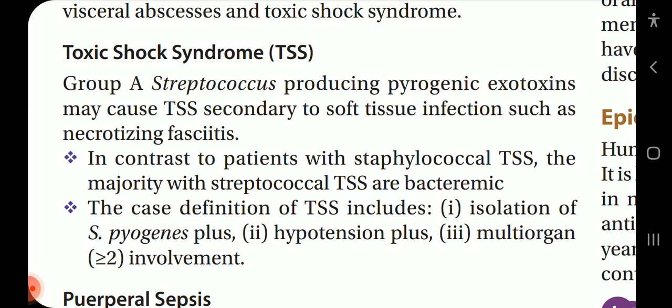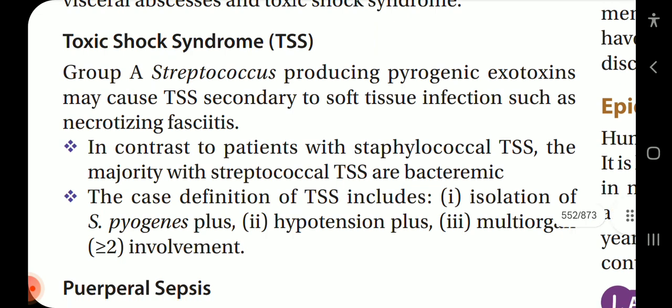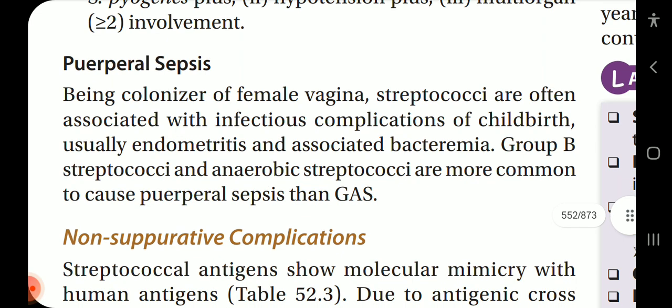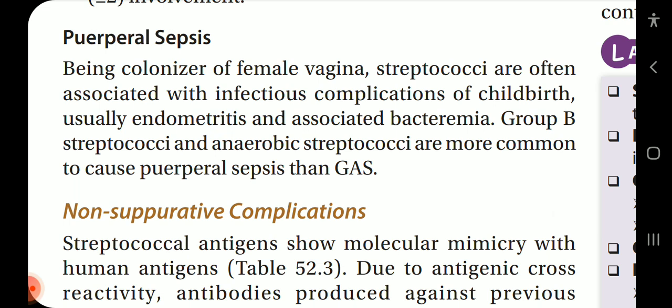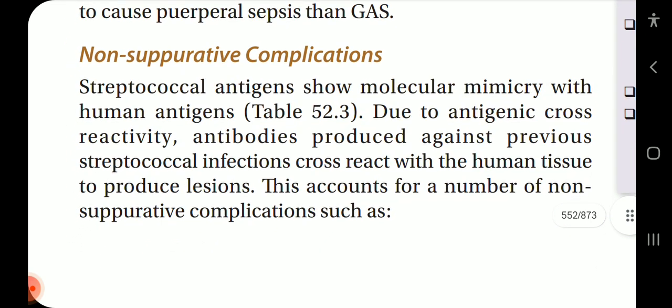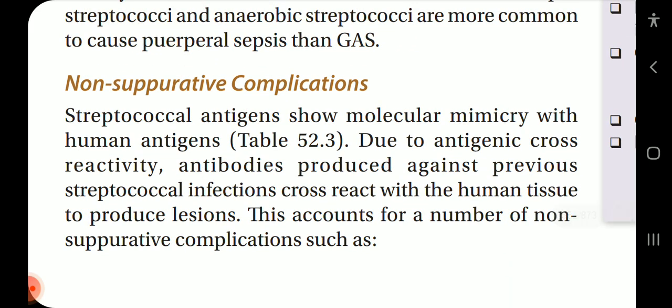In contrast to patients with staphylococcal TSS, the majority with streptococcal TSS are bacteremic. The case definition of TSS includes isolation of Streptococcus pyogenes plus hypotension plus involvement of two or more organs. Puerperal sepsis: being a colonizer of the female vagina, streptococci are often associated with infectious complications of childbirth, usually endometritis and associated bacteremia. Group B streptococci and anaerobic streptococci are more common to cause puerperal sepsis than GAS.